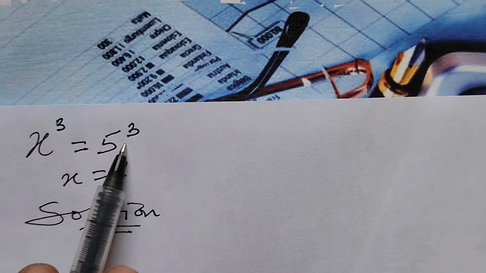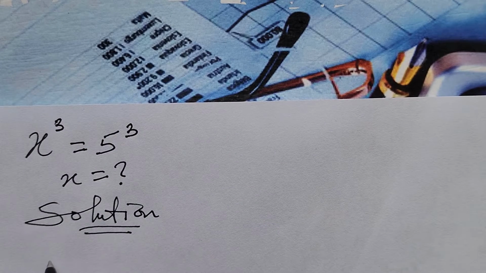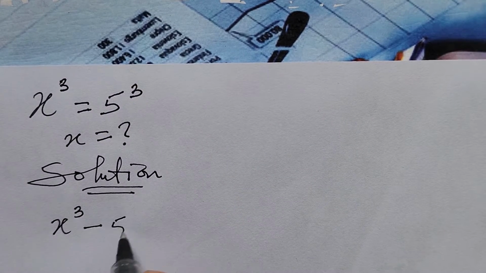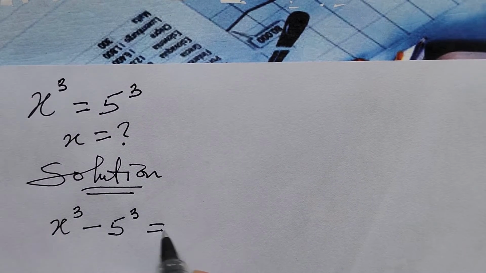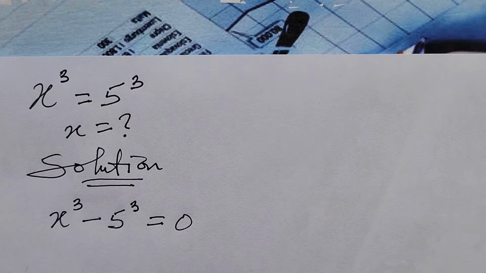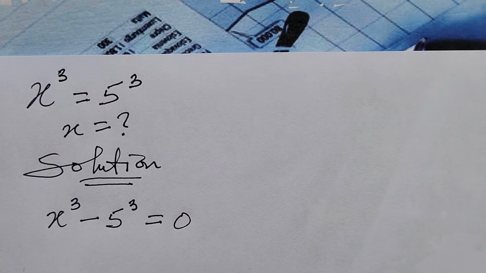So we move this quantity to this side of the equation. This will give us x to the power of 3, then minus 5 to the power of 3. This is equal to 0. What we see here is just simply a difference of two cubes, right? So what does it say?